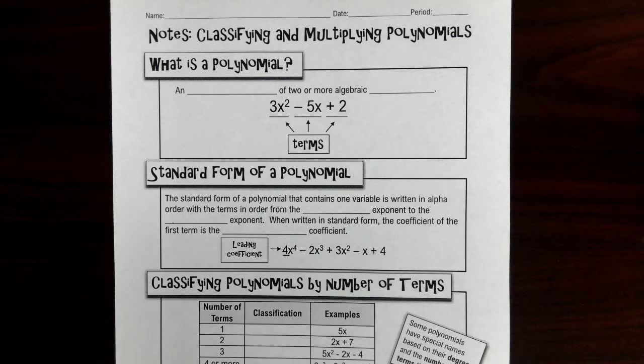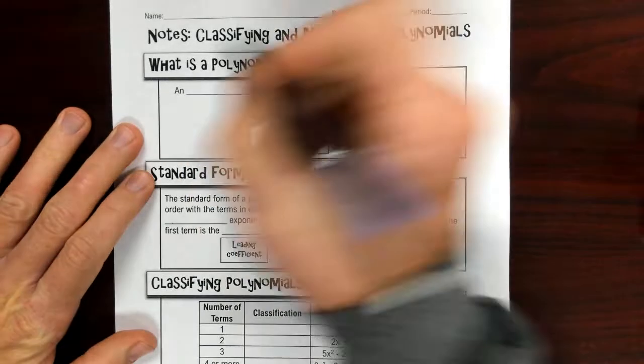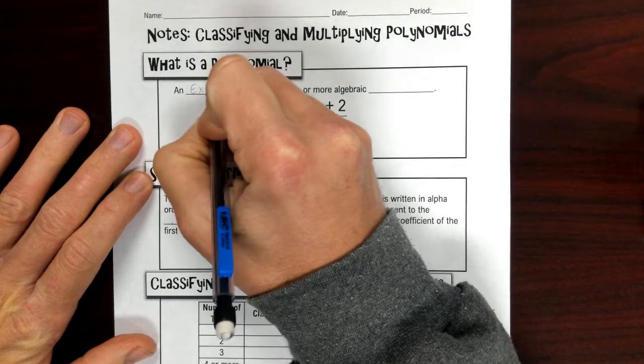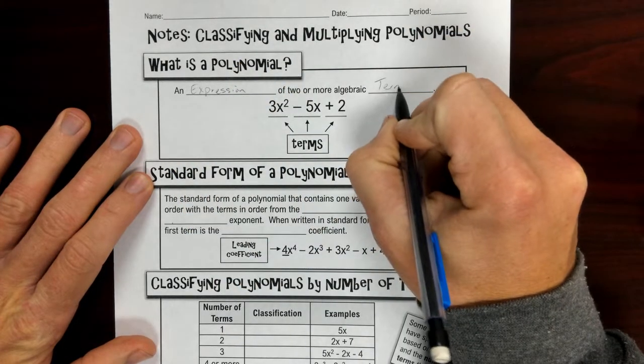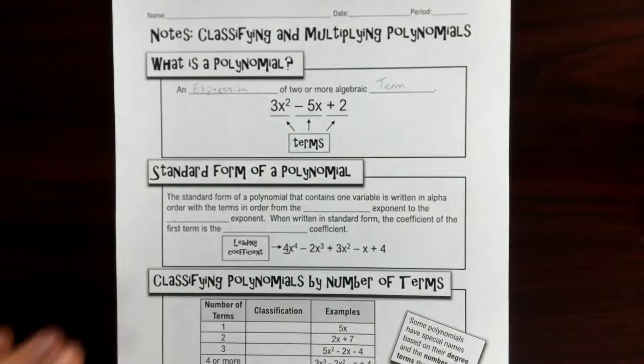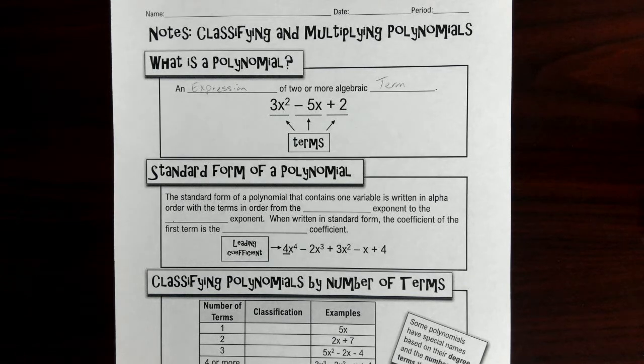Alright, party people, let's look at how to classify a polynomial. Alright, so what is a polynomial? Let's start there. A polynomial is an expression of two or more algebraic terms. Okay, so an expression of two or more algebraic terms. Now, what is a term?